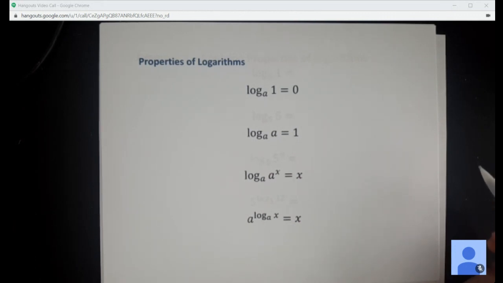And then the last one's not as obvious, but it's one of those properties we need to know. If we have a to the base a log of x, basically if this base and this base match, then we can just take whatever's inside that logarithm. That's going to be the value that we get there. Does anybody need more time on that slide?